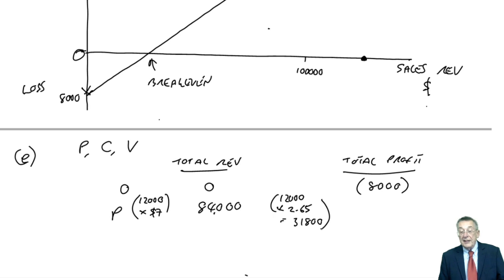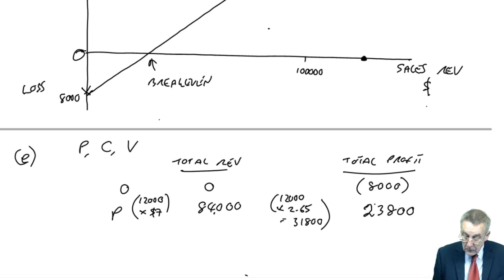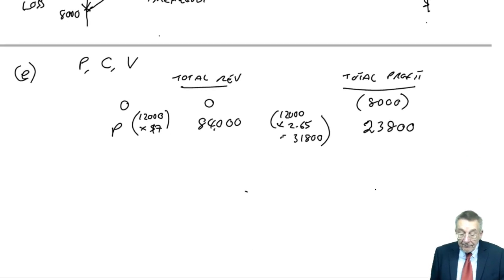And so what happens to our profit? We've got 31,800. Fixed overheads are 8,000. So the profit has now gone up to 23,800. And we've now sold all the P's. Well, of course, once we've sold all the P's, we can't sell any more. And so we'll go to the next one, which is V.